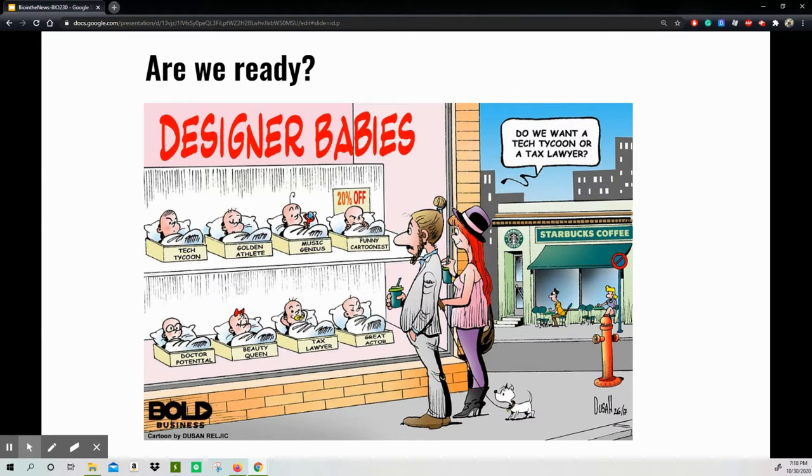So here's a comic I found. It's kind of funny. Looks like an affluent couple window shopping for babies and deciding if they need a tech tycoon baby or a tax lawyer baby.